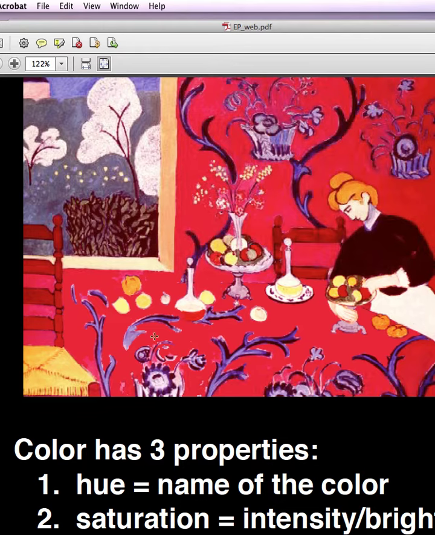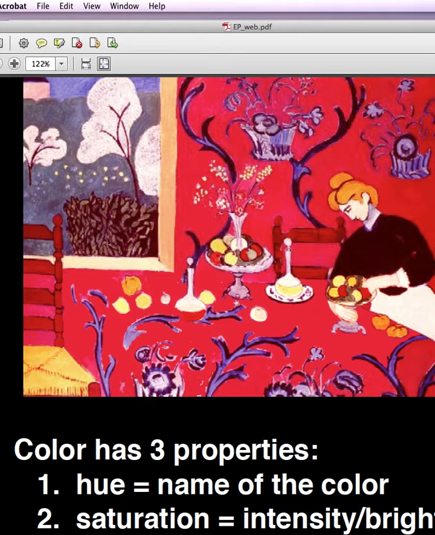So when I talk about these colors and describe them, I want to be, first of all, sure I give you the hue or the name of the color, and then I want you to discuss the saturation. Is it bright, intense, or not? Not very saturated would be certainly a duller color, like maybe the blue over here, not nearly as saturated as, say, the blue over there.